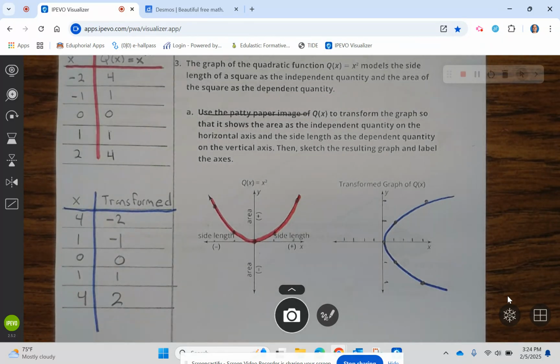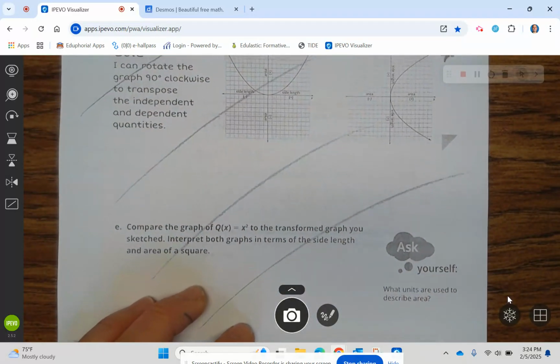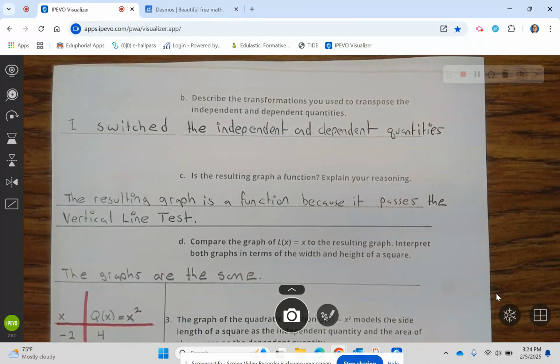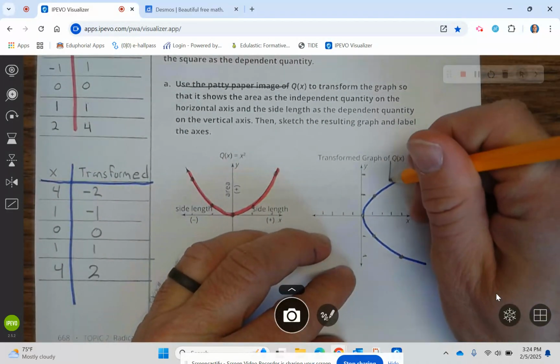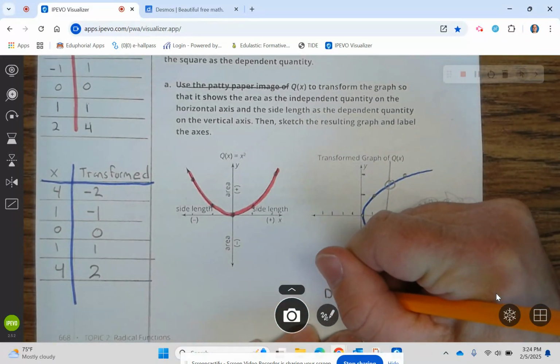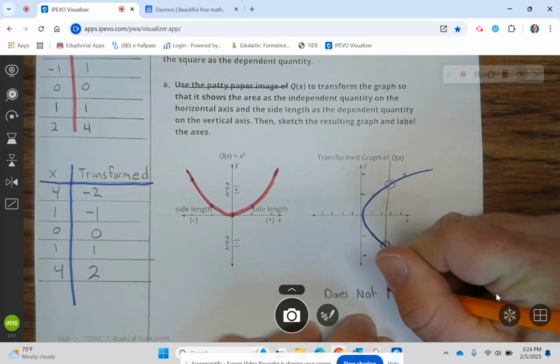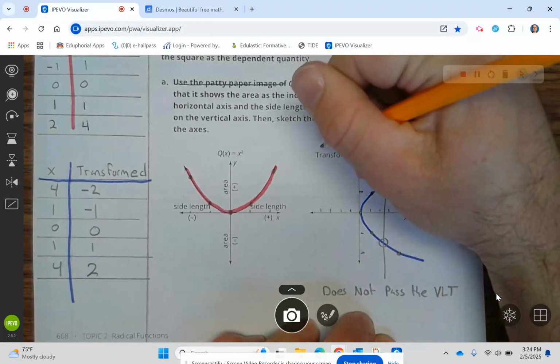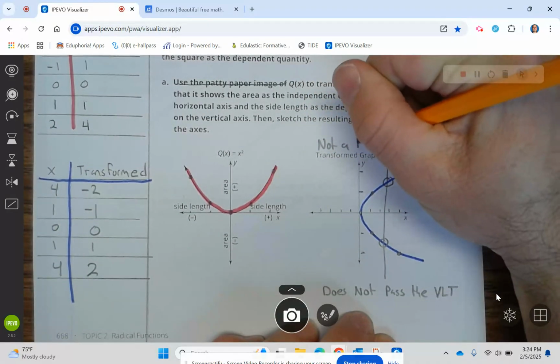All right, let's take a look at the next page. B, describe the transformations you use to transpose the independent and dependent quantities. I switch the independent and dependent quantities. C. Is the resulting graph a function? Explain your reasoning. The resulting graph is not a function because it does not pass the vertical line test. So we come back over here. I draw a vertical line, crosses once, twice, does not pass the vertical line test. So, not a function.